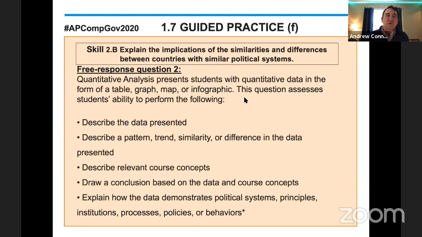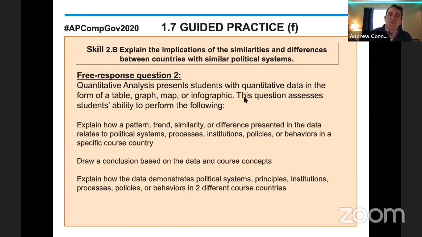So moving into some writing, I'm going to replicate some parts of the quantitative analysis. I'm not going to do a full quantitative analysis for you, but I would like to focus on this particular question. These are the skills we're going to focus on today. We're going to explain how a pattern or a trend connects to a course country. We're going to try to draw a conclusion based on the data and course concepts. And we're going to explain how the data demonstrates a political system. We'll try to connect that to two different course countries.